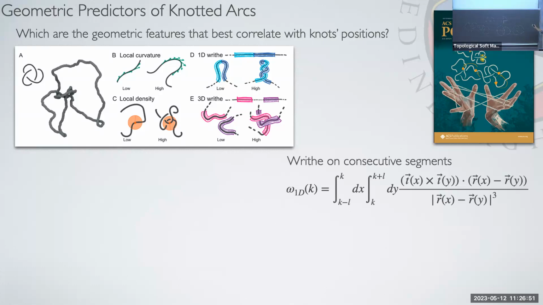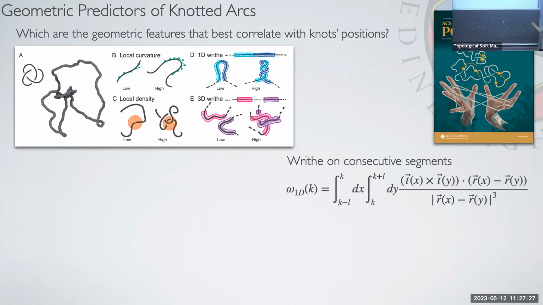Basically, you take two segments and look at many different projections. You average over all the possible projections and you get a number that tells you how entangled they are. Typically, in the calculation of the writhe, in the Lucas equations for instance, you integrate over the whole contour. But in this case, we restrict: you integrate between k minus L to k and k to k plus L. So you get a function of k, which is where you are along the contour. And L is a free parameter that you then optimize.